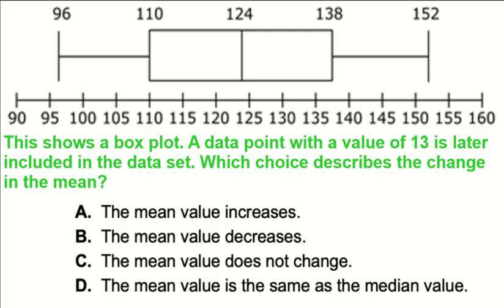B is correct. Y'all, there isn't really much math you have to do on that. Those numbers are all between 96 and 152, right? If we add 13 to that, 13 is lower than all those numbers, right?